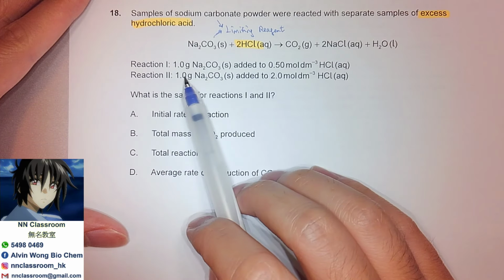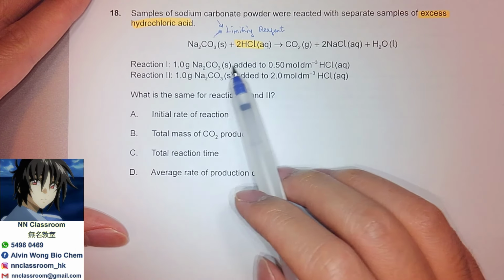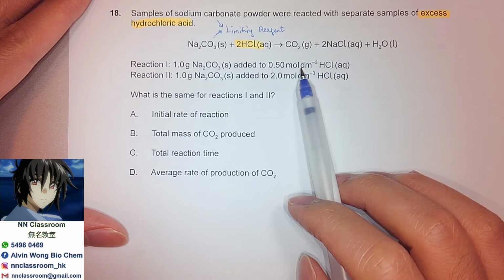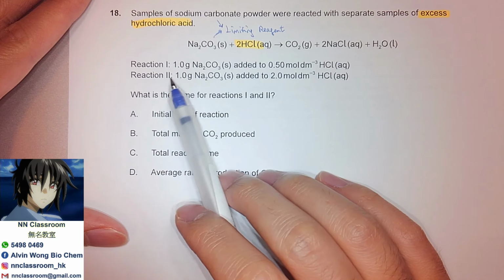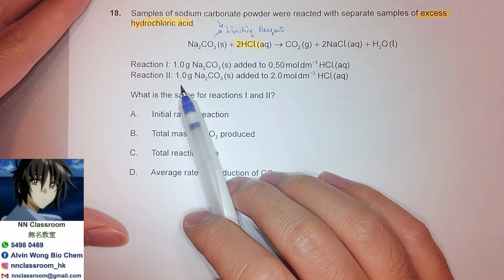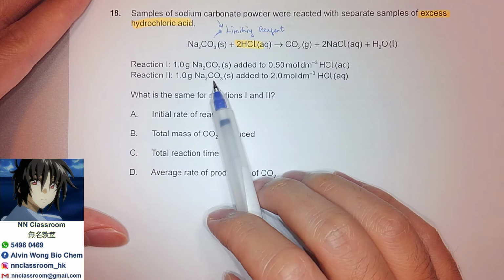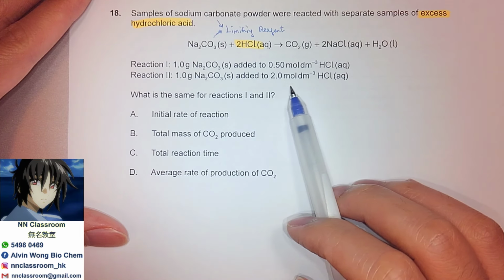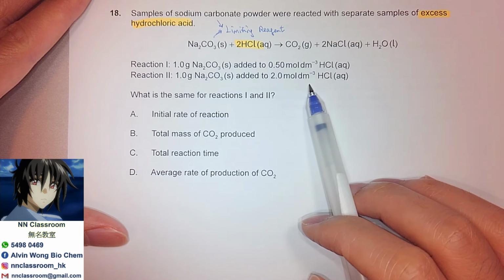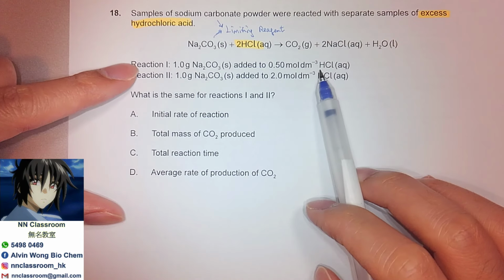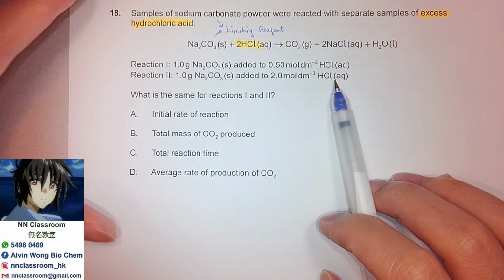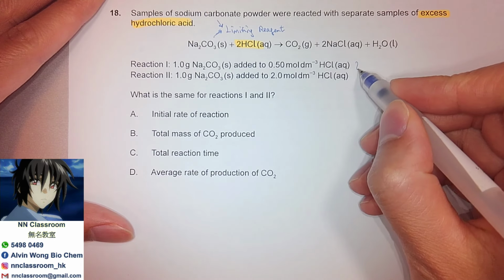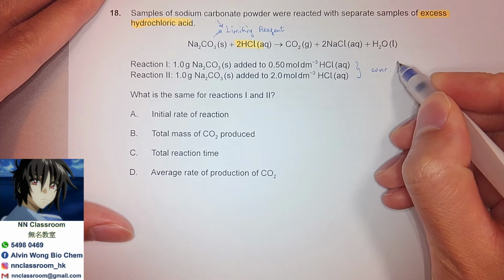The first one is that we have 1 gram of sodium carbonate added to hydrochloric acid at a concentration of 0.5 mole per dm cubed. For reaction 2, we have the same mass of 1 gram of sodium carbonate, but added to 2 mole per dm cubed, a much higher concentration. So the difference between reaction 1 and reaction 2 is that the concentration is increased.